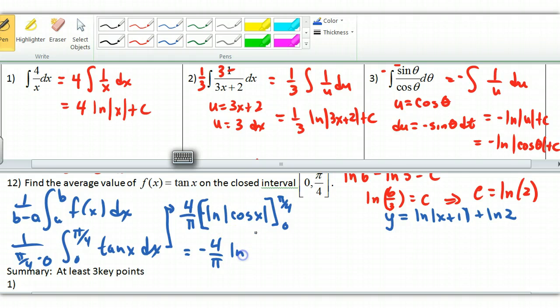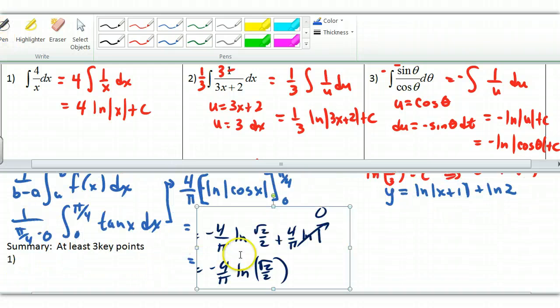And then I have ln, plug in pi over 4 into the cosine. And the cosine of pi over 4 is square root of 2 over 2. Then I plug in the cosine of 0. Cosine of 0 is 1. So if I take ln of 1 over that, all that's 0. So this second piece just wipes out. And so I'm just left with negative 4 over pi ln square root of 2.